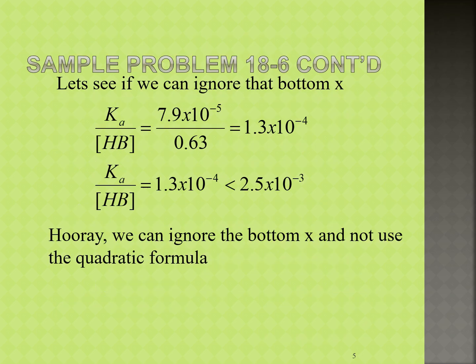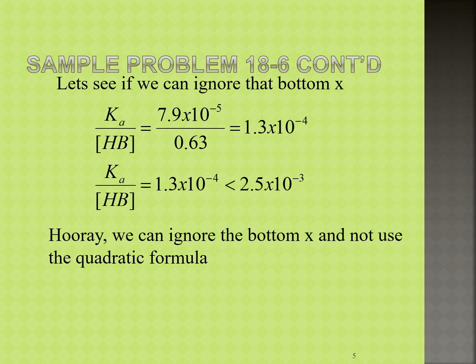So remember, one of the ways that we can determine if we can ignore that is by doing the Ka divided by our initial concentration of HA. We knew both pieces of information, and when we solve that, it's 1.3 times 10 to the minus 4th, which does happen to be smaller than 2.5 times 10 to the minus 3rd, so we can ignore that bottom x, which then simplifies this problem.